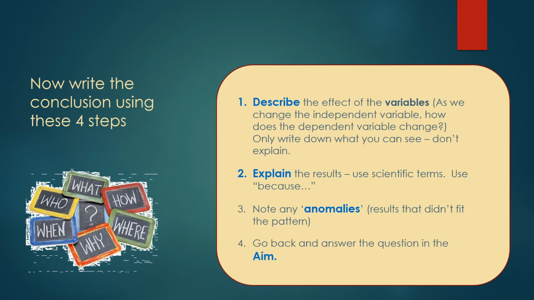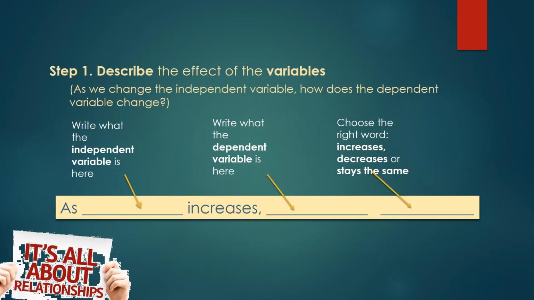And then lastly, you're going to go back and answer the question in the aim. So we'll look at that on the next slide. So describing the effect of the variables: you write the independent variable changed, and then you write the dependent variable here, increased, decreased, or stayed the same. Okay, we just talked through that.